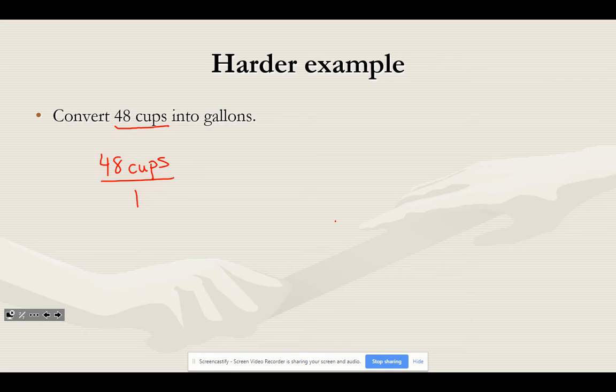However, there is a conversion from cups to pints. I know that there are 2 cups in 1 pint. So I set up this conversion factor. There is no direct conversion from pints to gallons, and if you know one, you're welcome to use it. But I can convert from pints to quarts. There are 2 pints in 1 quart. There is a direct conversion from quarts to gallons. I know that there are 4 quarts in 1 gallon.